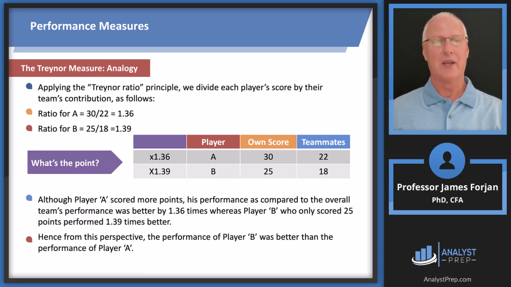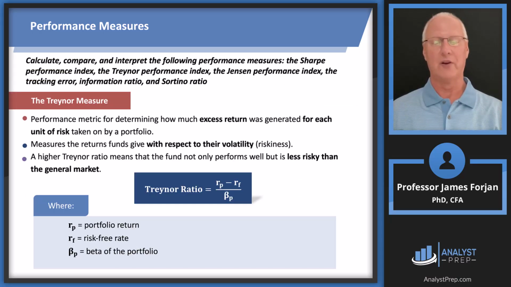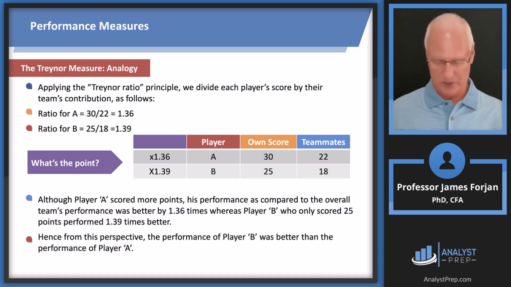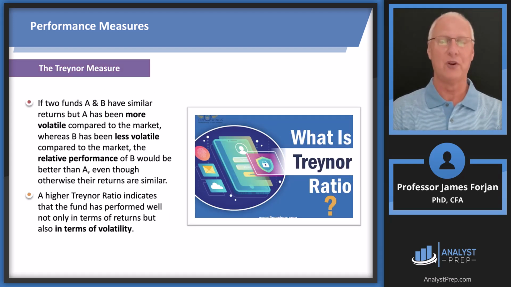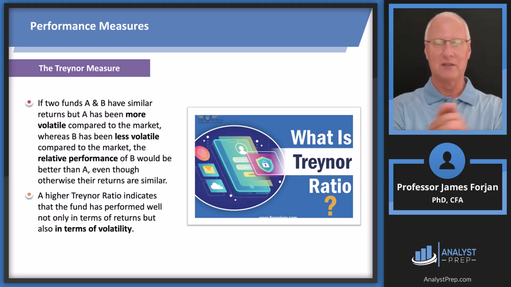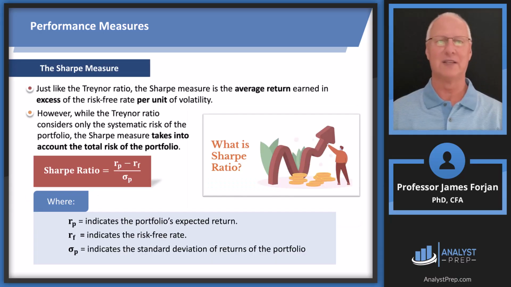All right, so remember, let me go back here real quick. So Treynor, we divide by beta. So we're assuming that the appropriate measure is beta. So when you use Treynor, you have a well-diversified portfolio. So look, more volatile, less volatile, relative performance. So look at the very bottom there in terms of relative volatility.